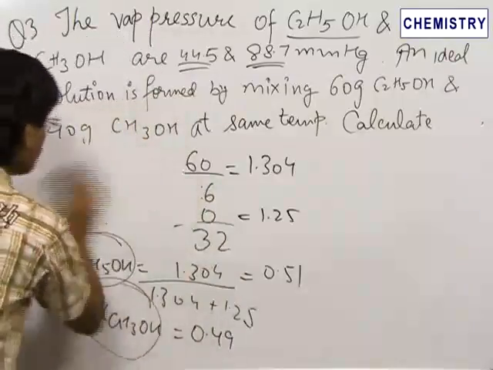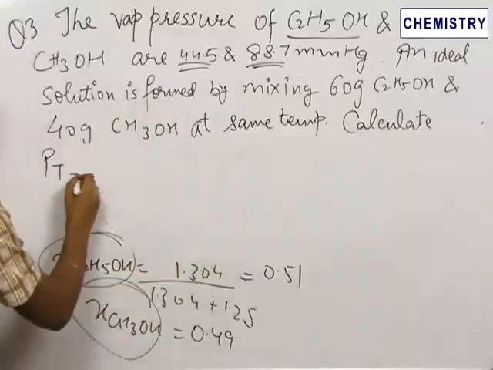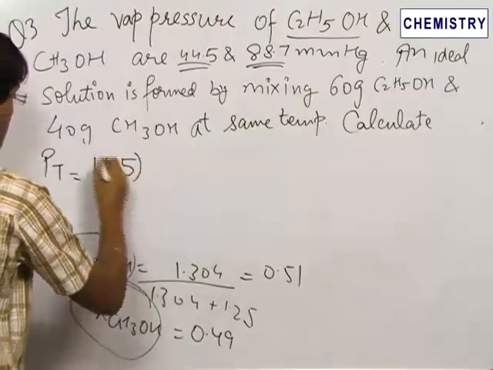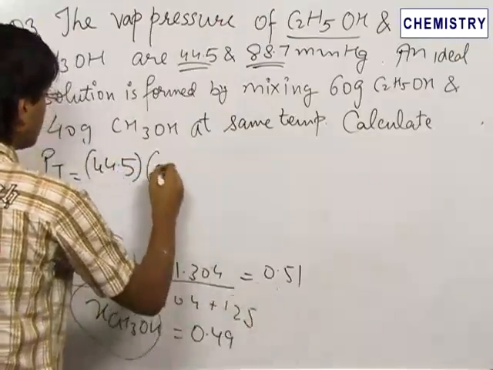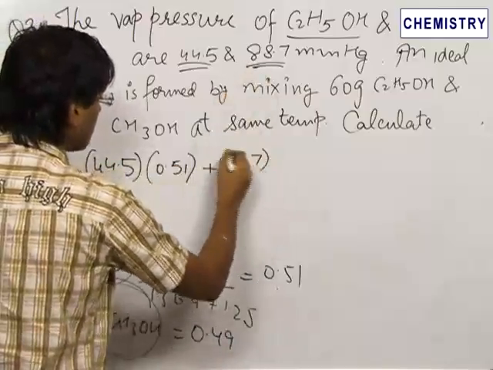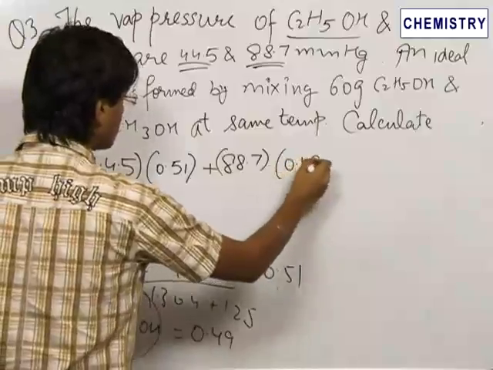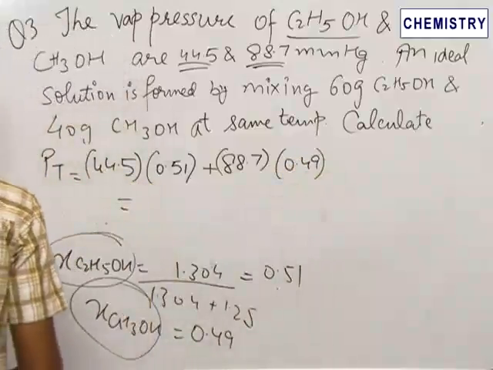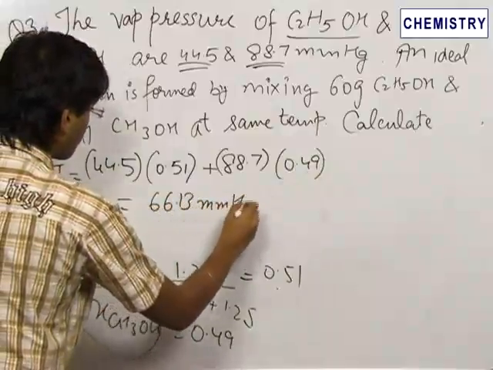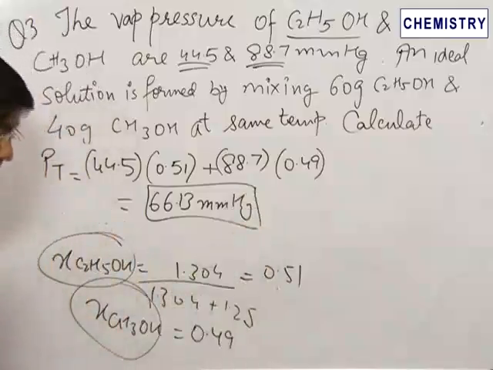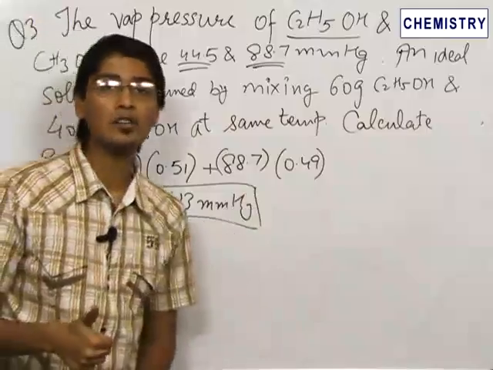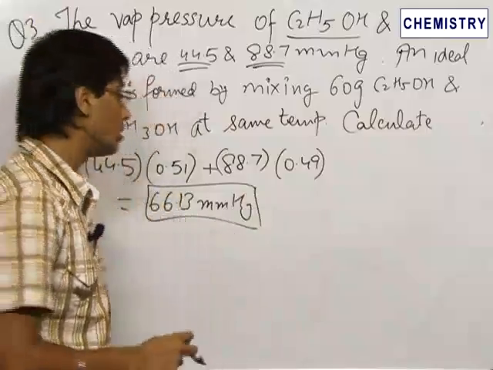So now the total pressure of the solution can be found out by vapor pressure of ethanol into its mole fraction plus vapor pressure of methanol into its mole fraction. On solving, the total pressure comes out to be equal to 66.13 millimeter of mercury. Now in the second part, this is the answer of the first part of the total pressure or the total vapor pressure of the solution.